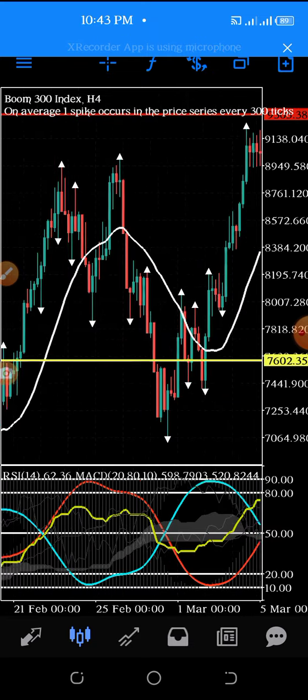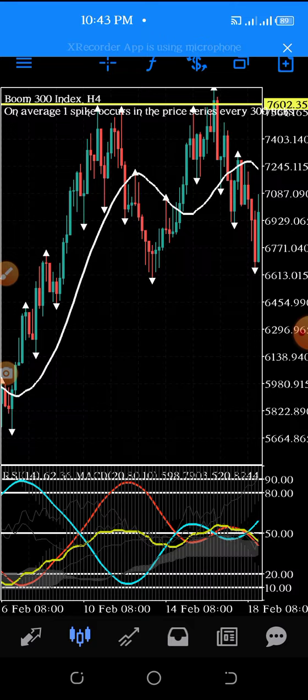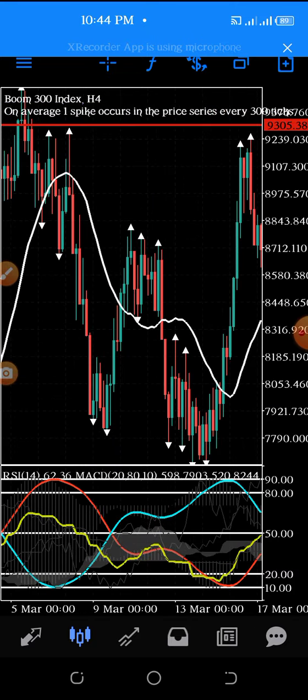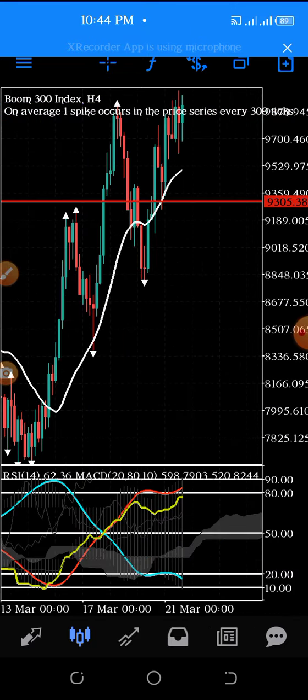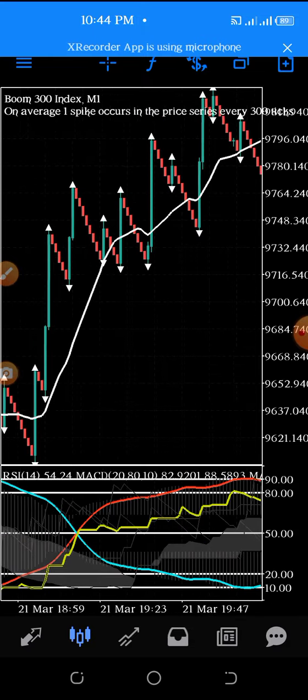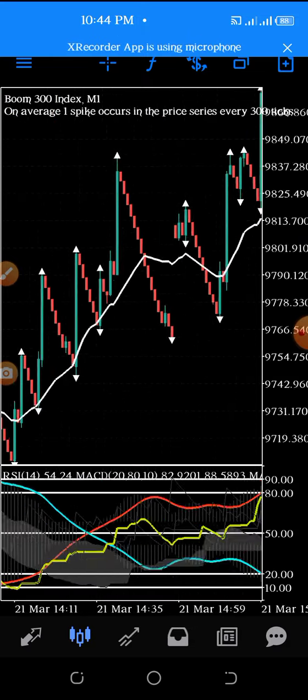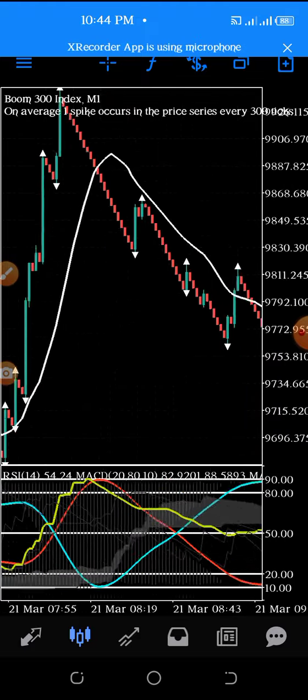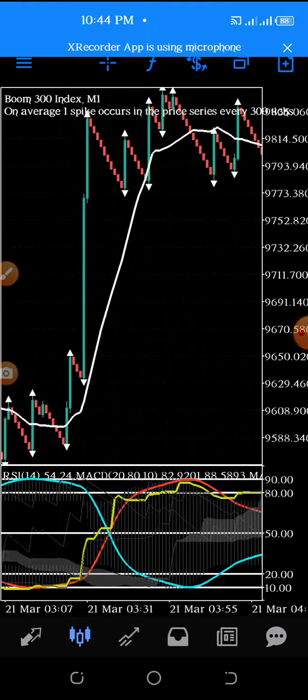Okay, let's check it here. Okay, this is 4 hours time frame. Okay, let's go to 1 minute. Okay, this is 1 minute time frame. Though my data is not on, I will put it on, but let me use the old. The market has gone to show you something. Trend lines.